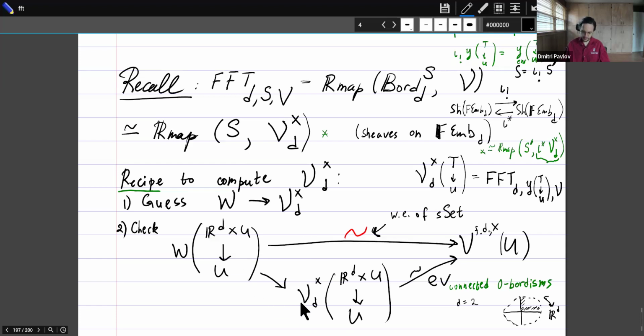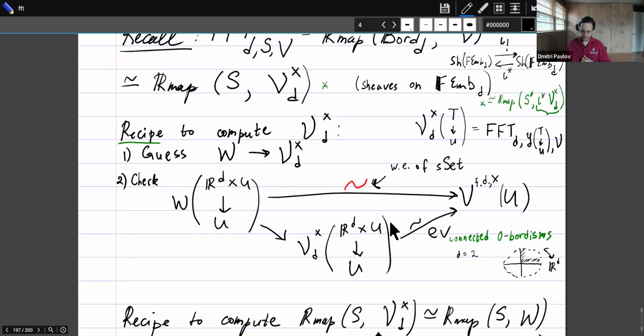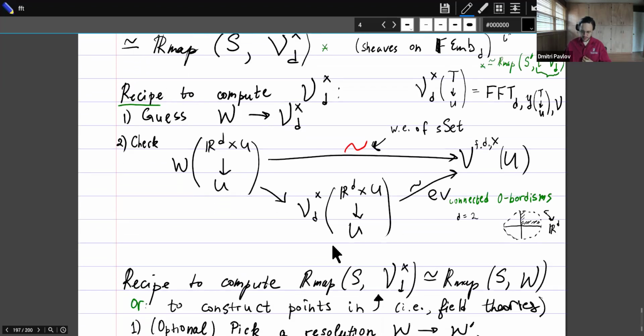You write down a map, you compose it with the evaluation map on connected zero bordisms, and the whole composition no longer involves any field theories. And so this map you have to show is a weak equivalence. So this takes care of the first ingredient on the right side, how to compute this object. And so this reduces the whole problem to computing the derived map in simplicial sets from S to W.